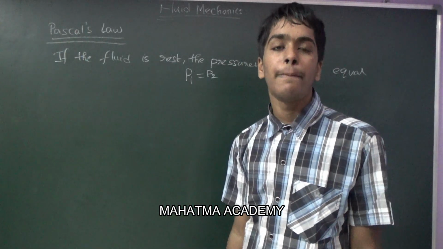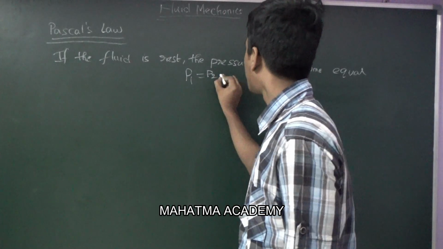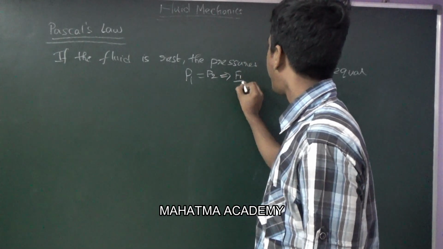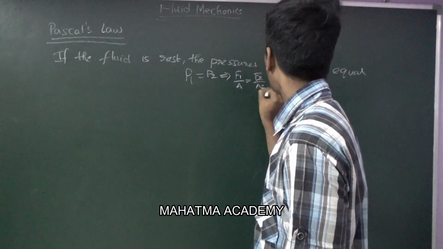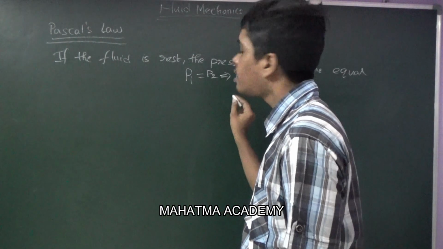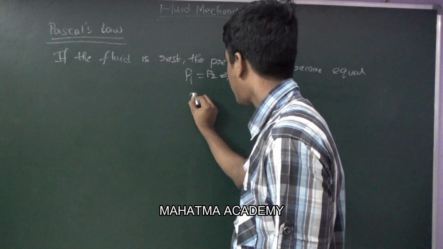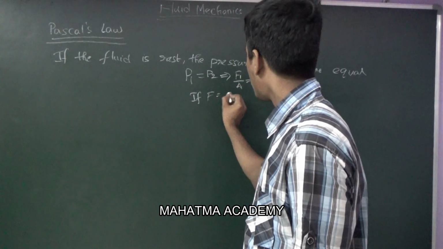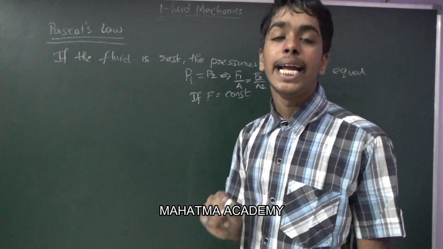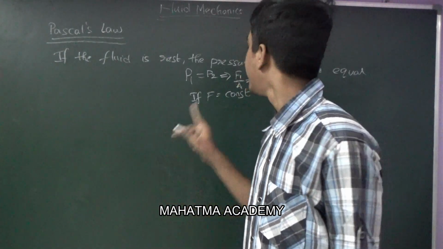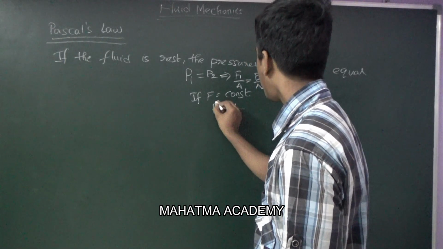Now we know the formula for pressure, that is F1 upon A1 is equal to F2 upon A2. Now if force F is equal to constant, then pressure is inversely proportional to area. Pressure is inversely proportional to the area.